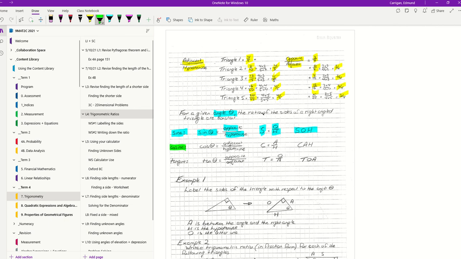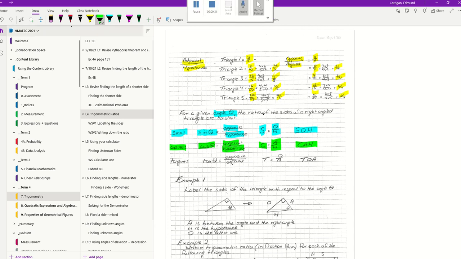So cosine just means together with the sine. The other one that goes along with the sine all the time is the cosine. So cos theta is equal to the adjacent side over the hypotenuse. So C equals A on H, CAH.